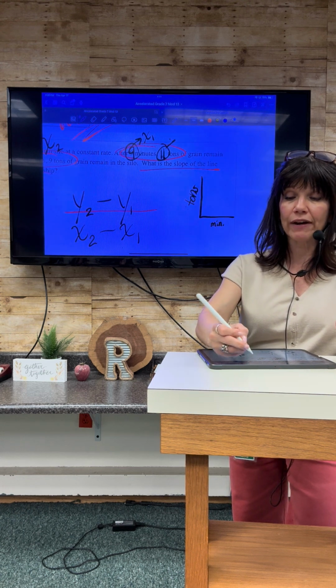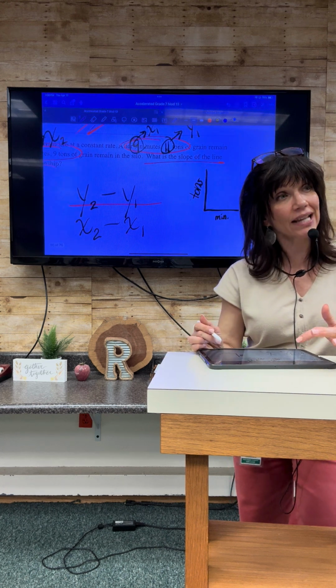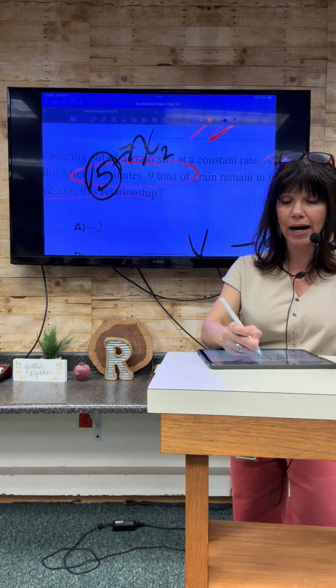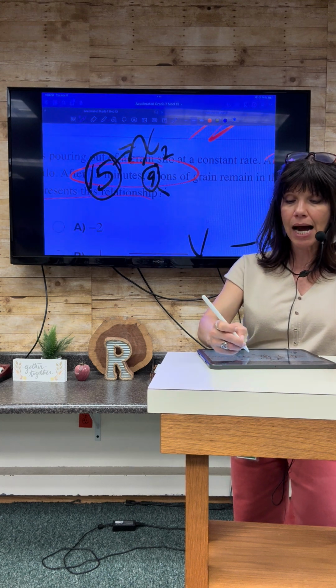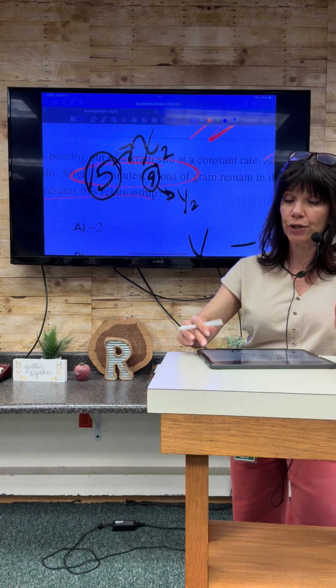It is which y value? The first y. This is the first phrase they gave you, so that's how we knew it was the first y. And then what's the second y that they gave you? 9. So label all of those. So 9 is your second value of y.